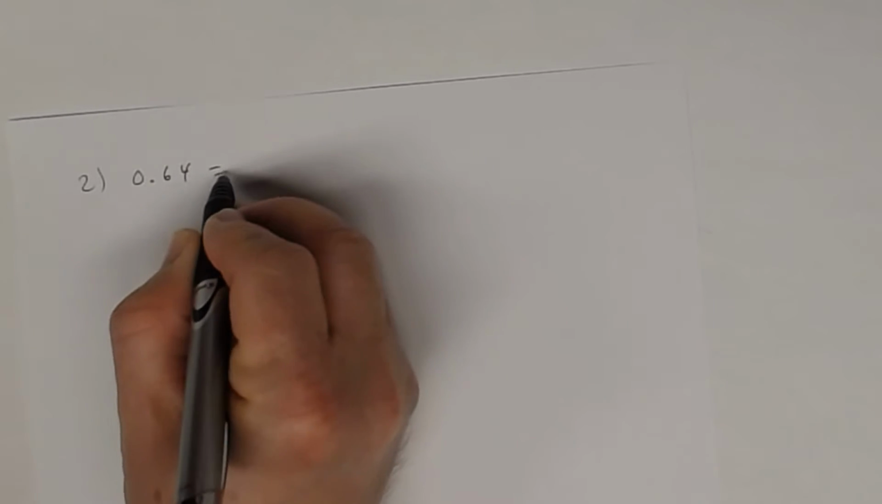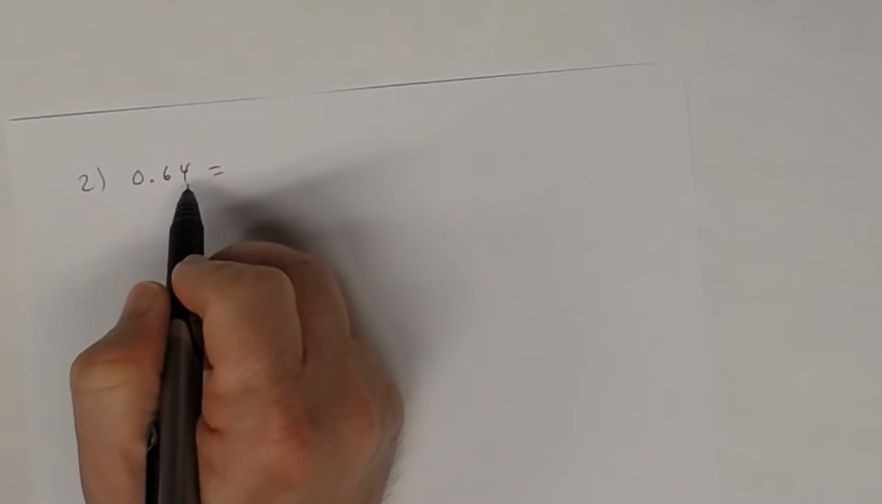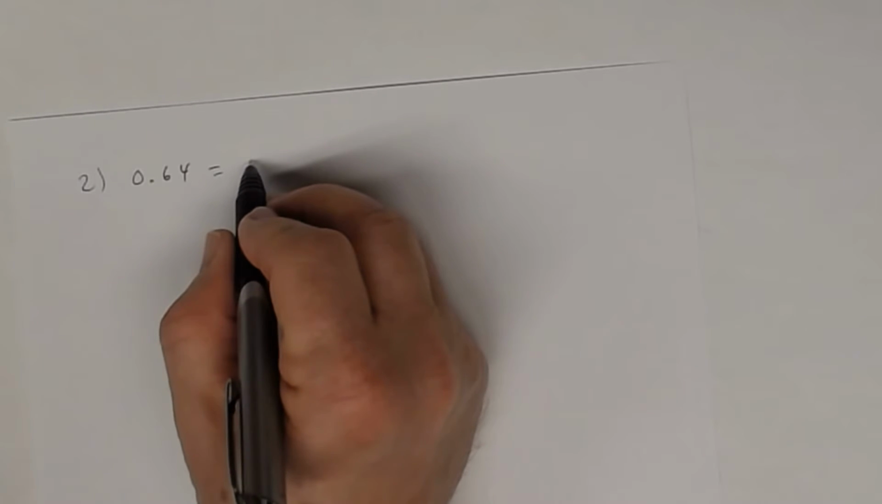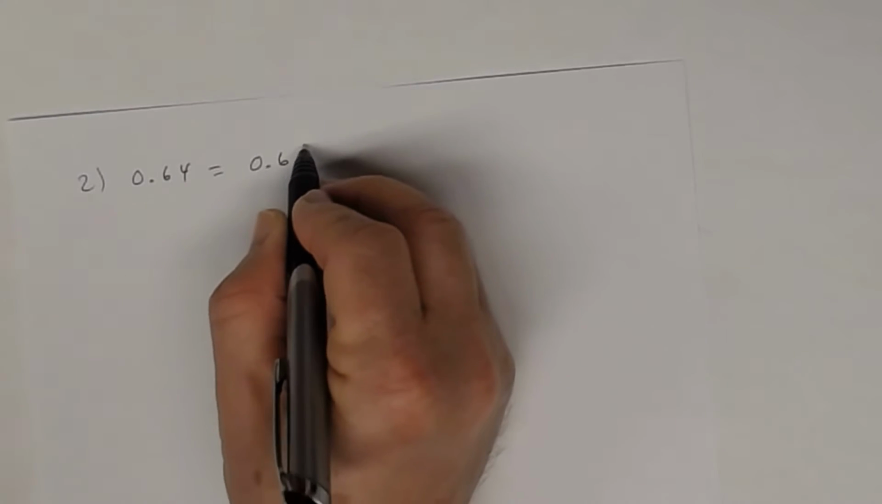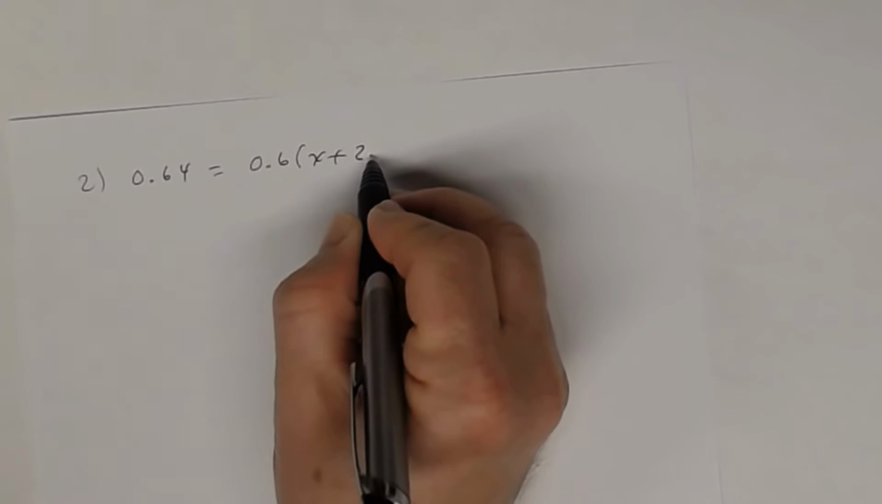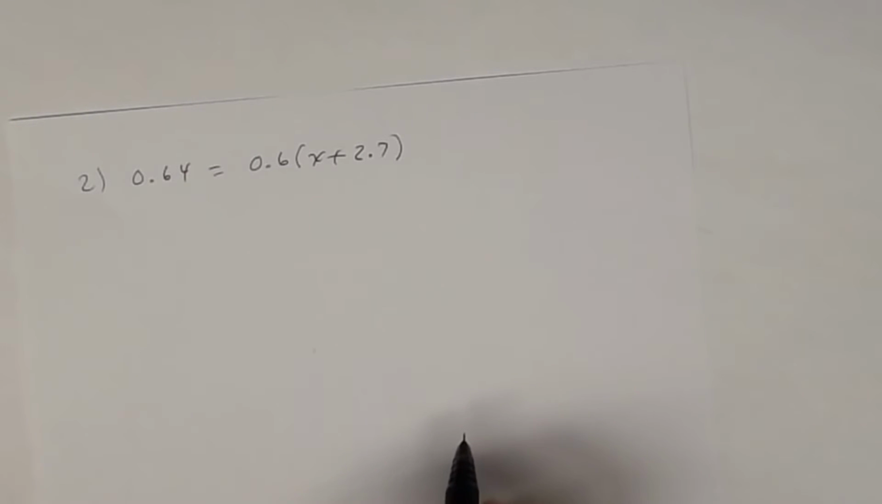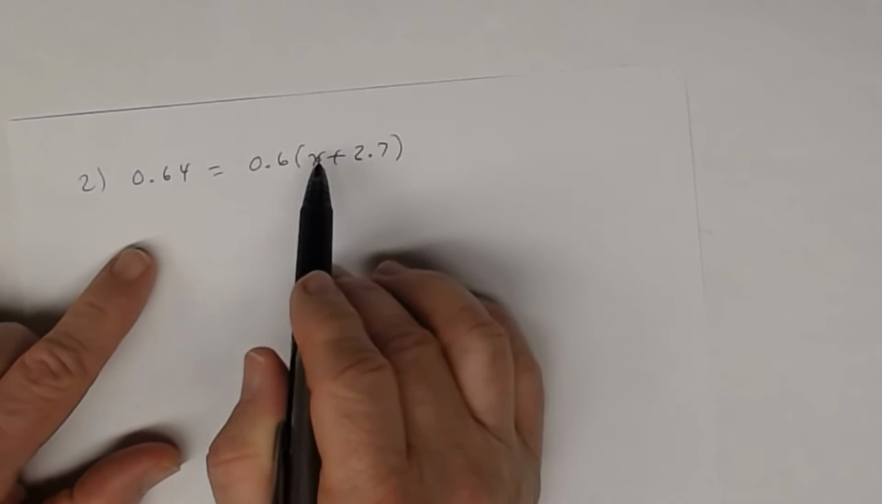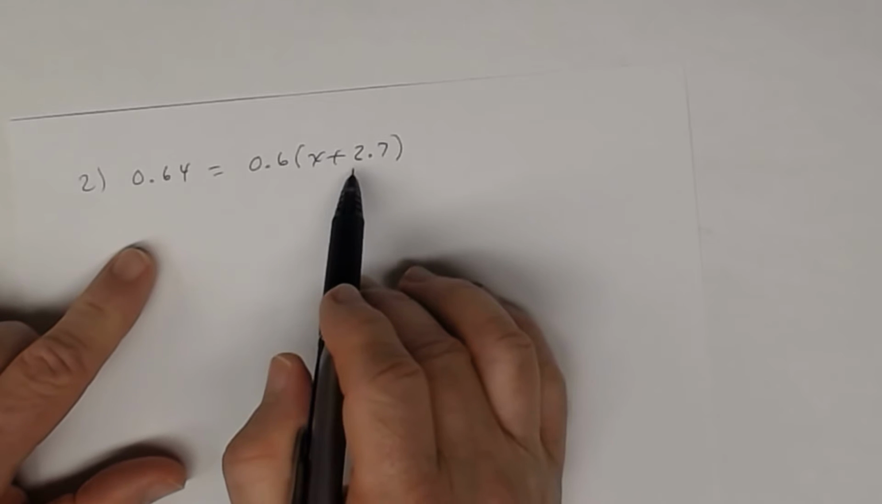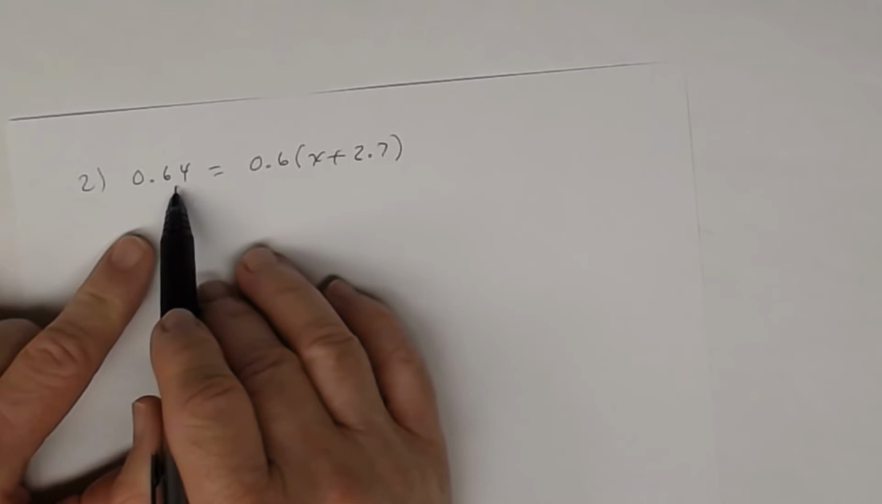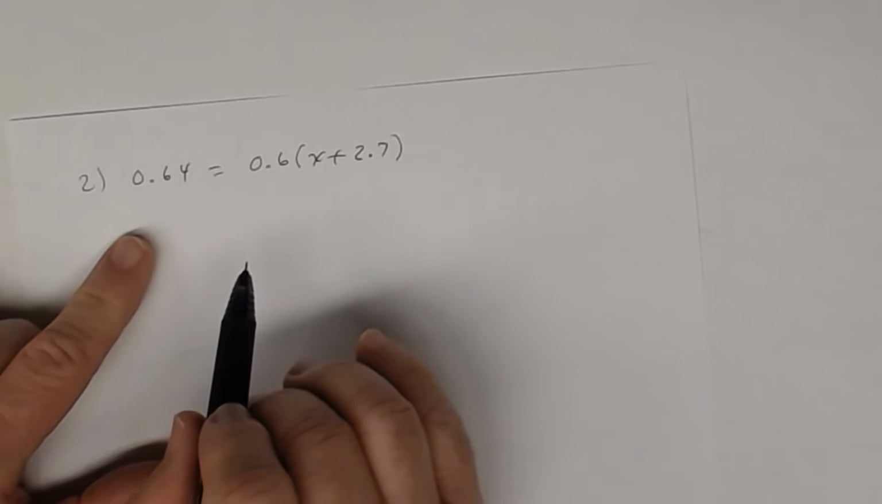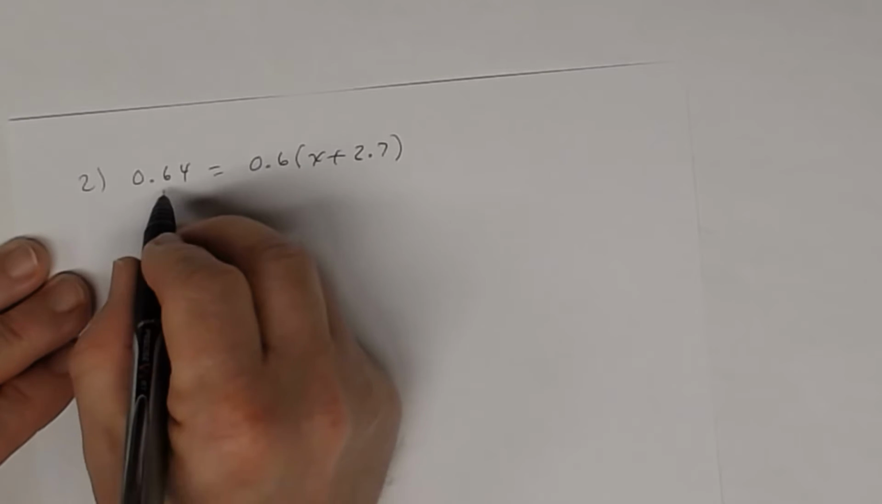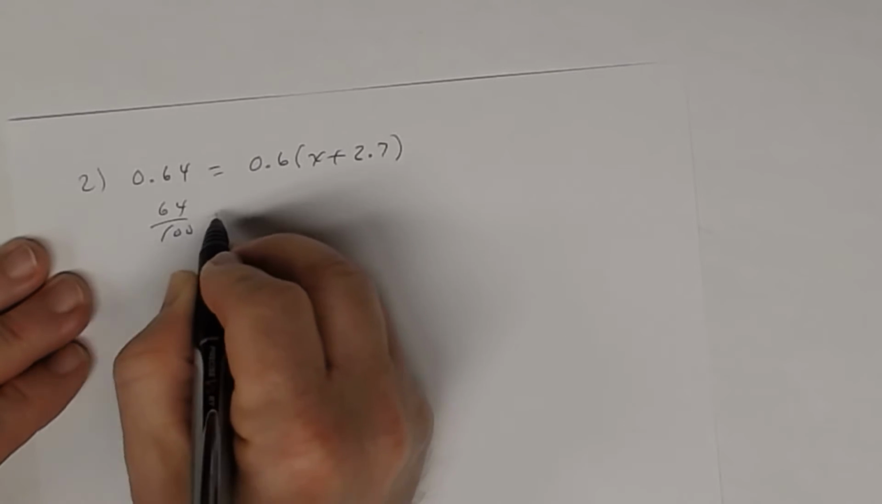Number two, as I write, I'm going to read out what it says. So this is what I have so far. All right, and so this reads as 64 hundredths equals 6 tenths times x plus 2 and 7 tenths. Okay? All right, now what I would do first is this. So notice that I have a decimal within parentheses here. So what I would do first is convert all of those decimals I see to fractions. So 64 hundredths is this fraction, 64 hundredths equal.